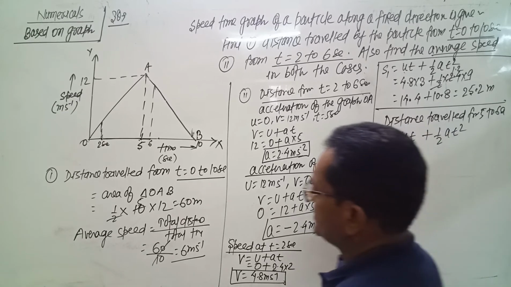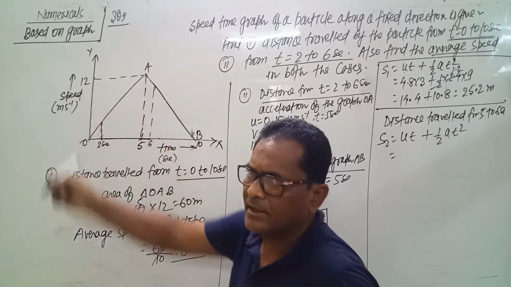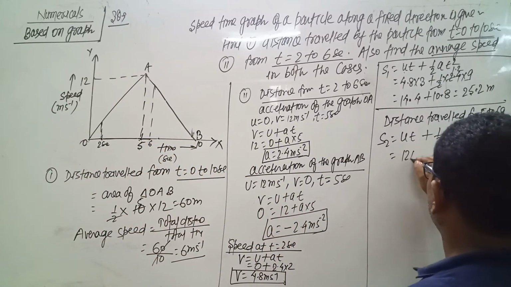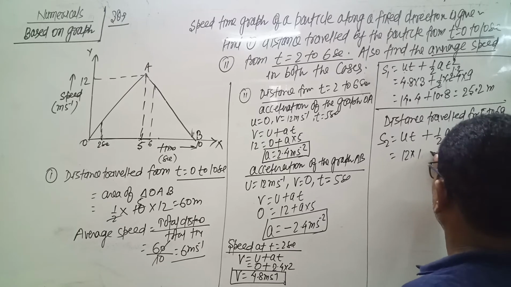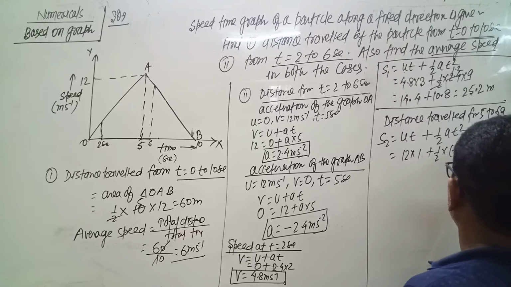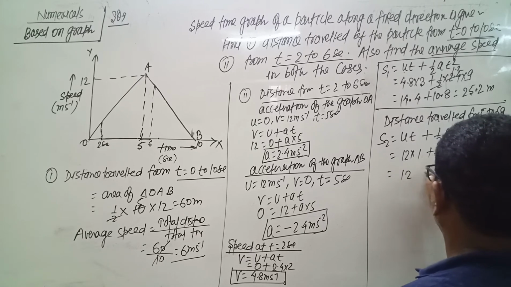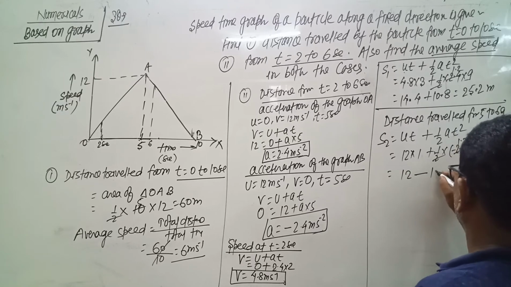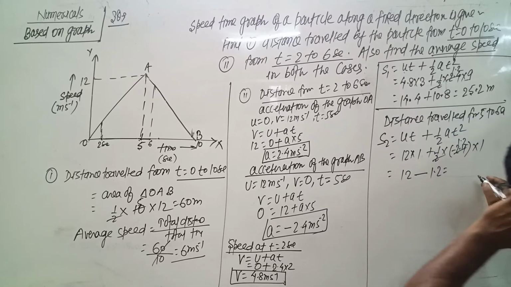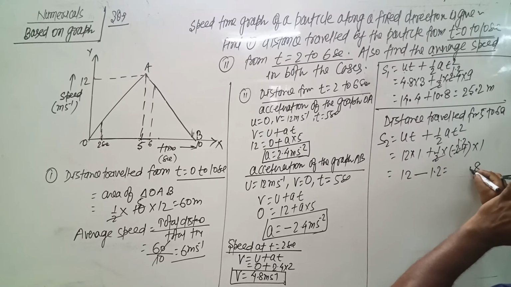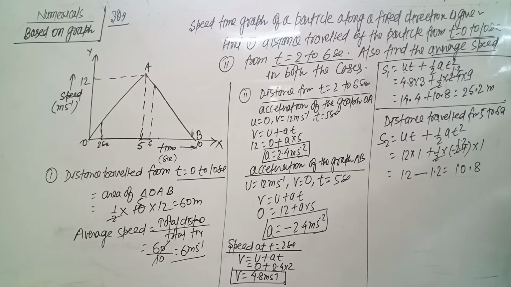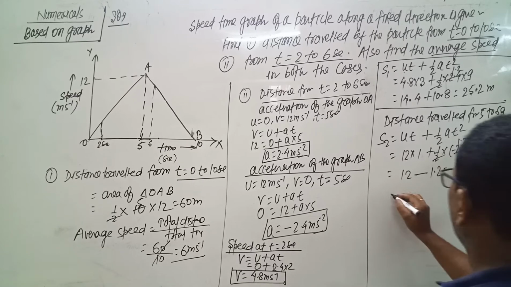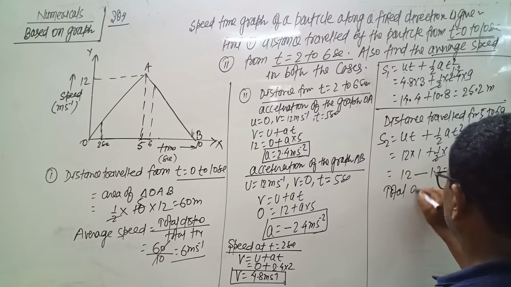U, initial velocity at time t equals to 5 seconds, is 12. 12 into time interval 1, plus half, acceleration is minus 2.4, into 1 square. So 12 and it becomes minus 1.2. 12 minus 1.2 comes to be 10.8 meters.